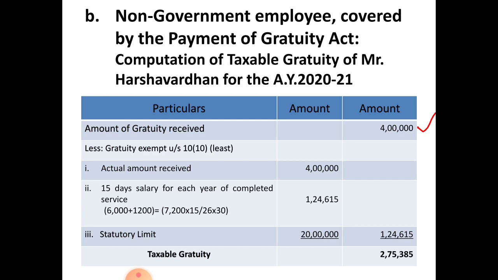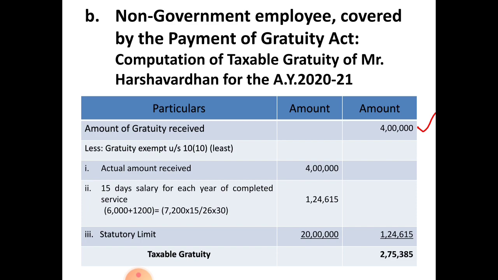So the total of his salary is 7,200 for the month of November, for 15 days divided by 26, that is number of working days, into number of completed years of service, that is 30 years. In this problem 29 years, 6 months and 15 days, that 6 months 15 days is more than 6 months, that is why you have to consider it as 1 year. So the 15 days salary amounts to rupees 1,24,615 and last one, statutory limit 20 lakhs.